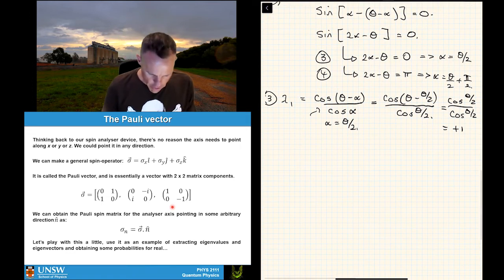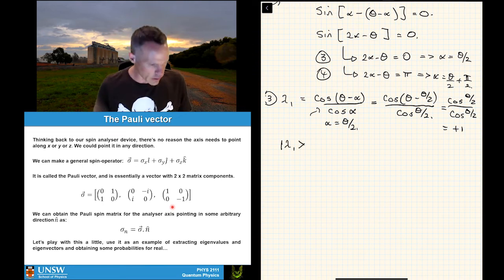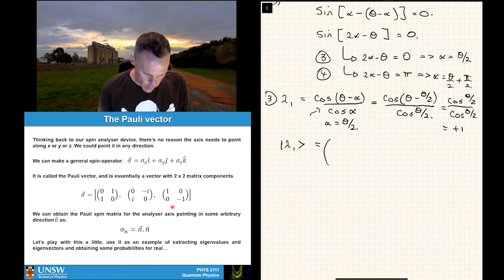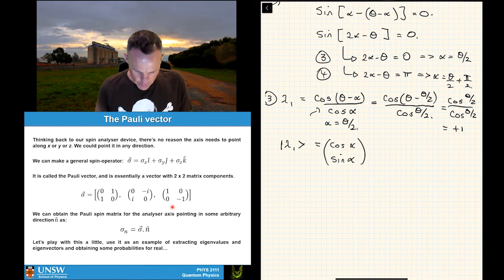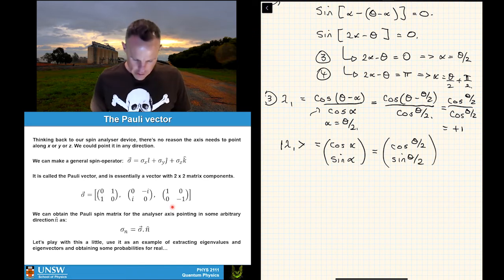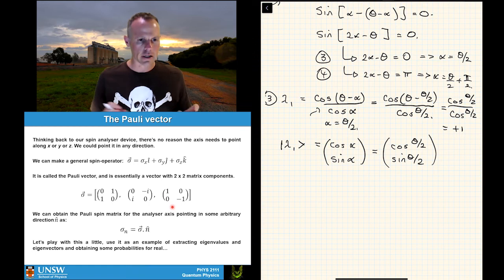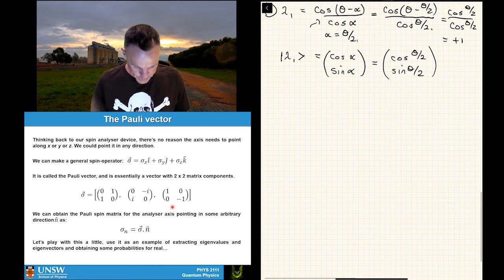All right, so then the other thing that we would do here is find out what the corresponding eigenvector is. And of course, earlier we wrote this as our guess, cos alpha and sine alpha as your two elements. Like so, this would now be cos theta on 2 and sine theta on 2 just here. Okay, so that's our first eigenvector and its corresponding eigenvalue.